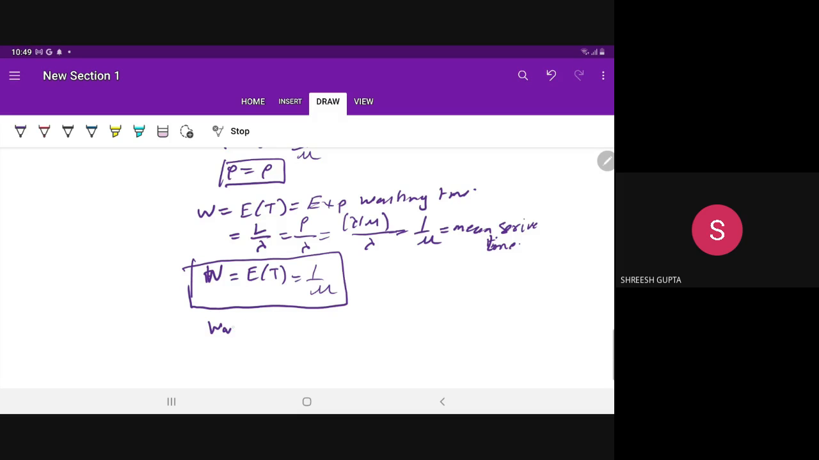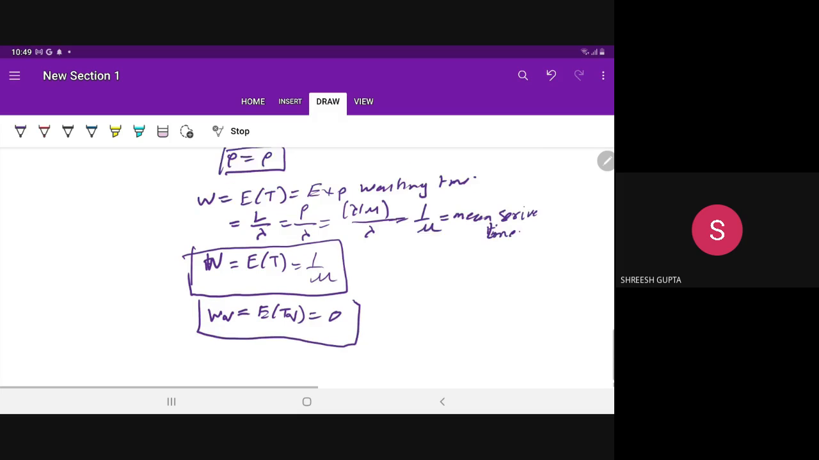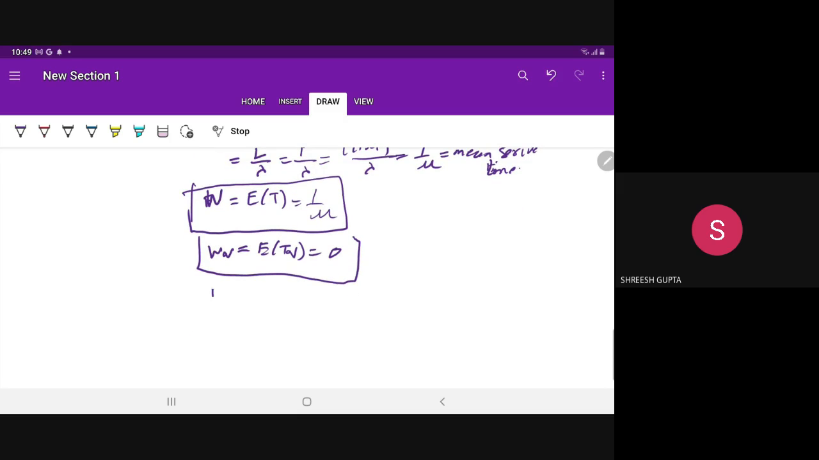Since there is no queue, WQ, which is E of TQ, is equal to 0. And from here, one more little formula we have: W is equal to WQ plus 1 upon mu. So this W is 0 plus 1 upon mu, which is 1 upon mu. So it is verifying the little formula also.